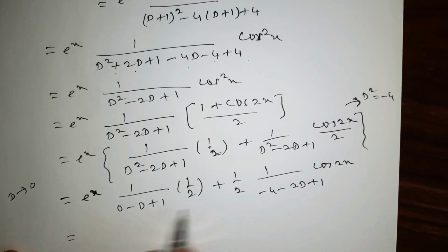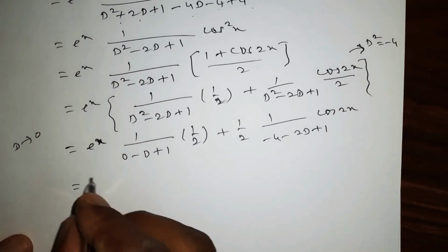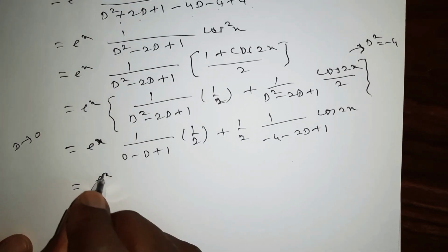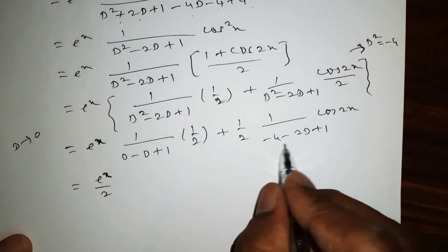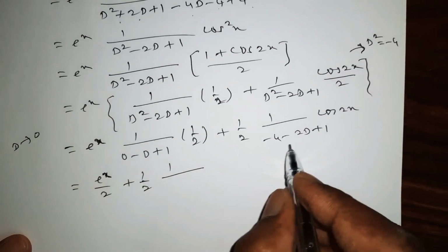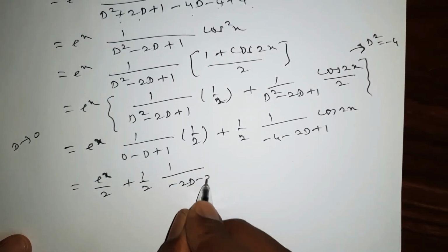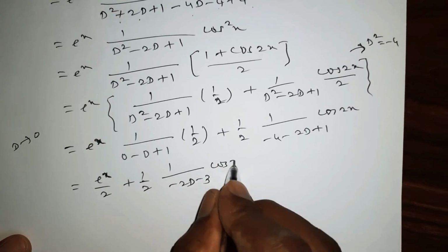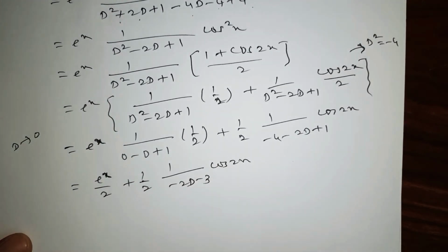Okay. So, here the first term is much easier. For the first term we will get the answer directly. What is the answer for the first term? E raised to x upon 2. Now, here do the calculation. 1 by 2, 1 upon, what do I get here? Minus 2d minus 3 cos 2x. You can take the minus sign common also or keep it as it is, doesn't matter.